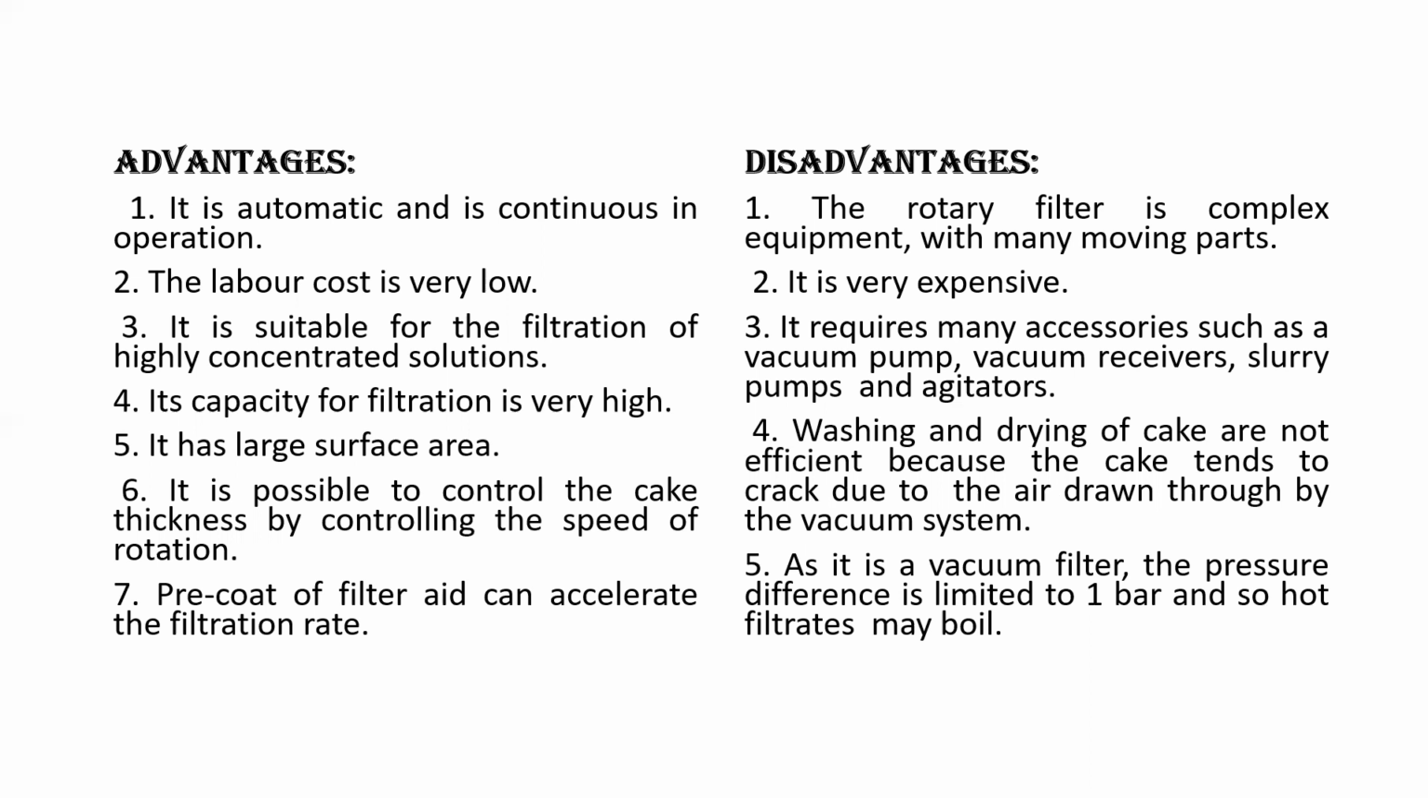Next point, disadvantages. First disadvantage, the rotary drum filter is complex equipment with many moving parts. It consists of a hollow cylinder, a number of pipes, various compartments, the vacuum pump, and rotating parts. So this is a complex structure of these rotary filters.